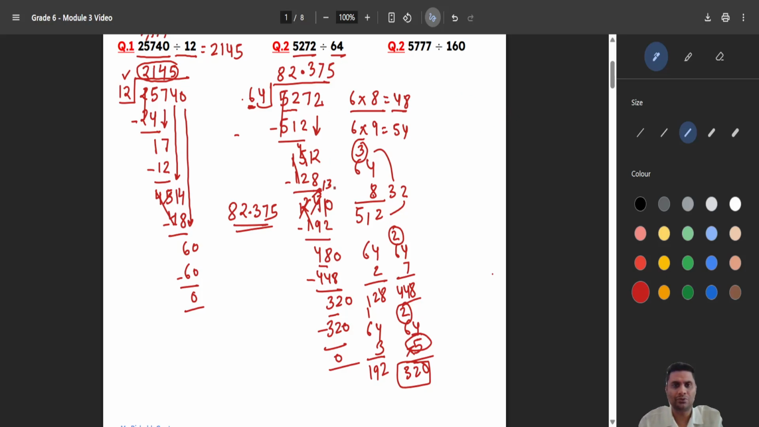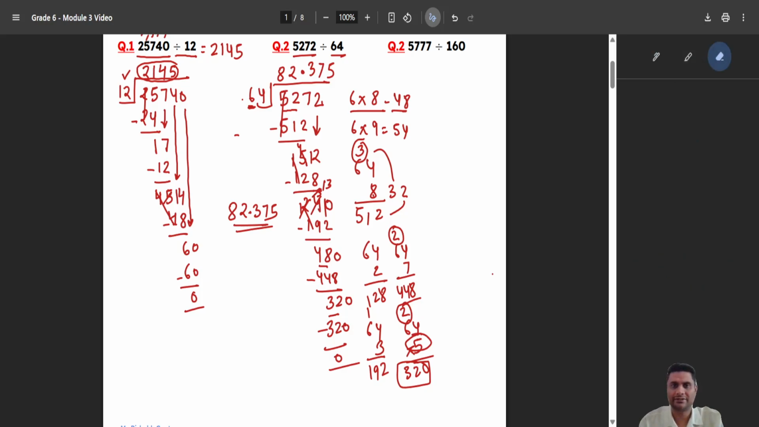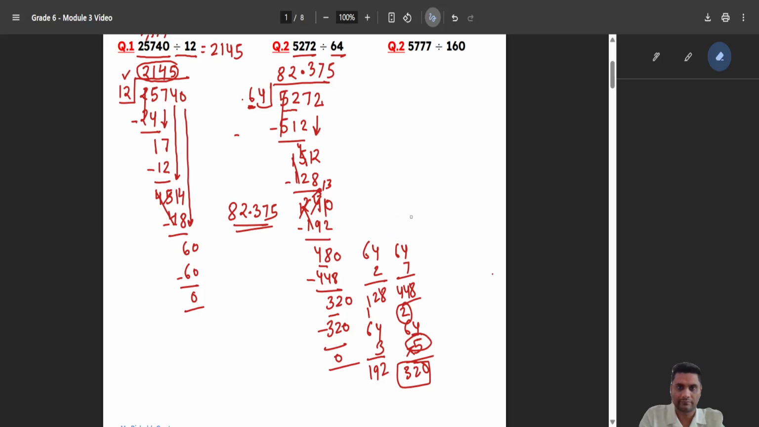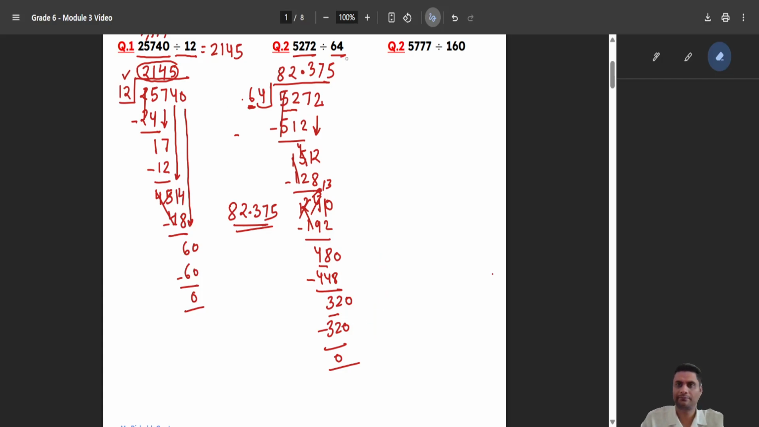Remember, whenever you need an extra number, an extra 0, use the decimal. Just put a decimal in the answer and then you can put 0 every time you are dividing. Okay, let me just erase this a little bit. Now let us start with question number 3.